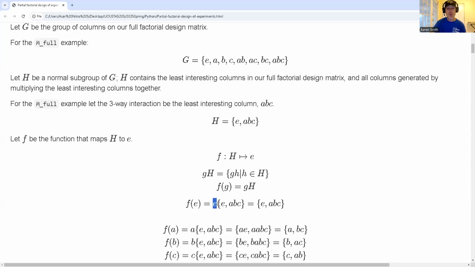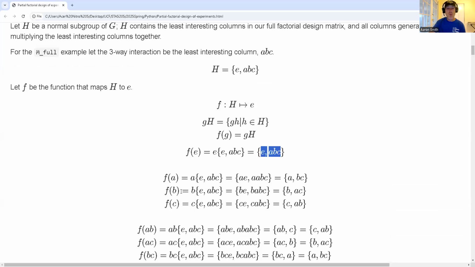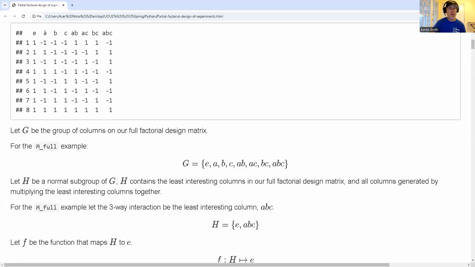And so first operation, if I take the identity and multiply by the entire set, then I get the original set back. That's the identity. Now here, f of A: I'm going to take column A and multiply it by E and multiply it by ABC. Well, A times E is going to be the column A. A times ABC is going to end up being B times C. So remember that this is A times B times C. When I do the multiplication by A, that's effectively A times B times C.